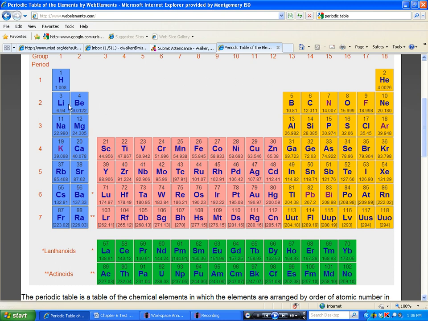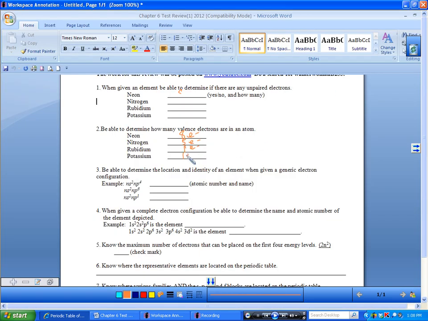The reason it has 3 is there's 2 from the S's and 1 from the P, so that's 3. 4 here, 2 of them are S's, 2 of them are P. 5 here, 2 of them are S's, 3 of them are P. 6 here, 2 of them are S's, 4 of them are P. 7 here, 2 of them are S's, 5 of them are P's. 8 here, 2 of them are S's, 6 of them are P's. So there's 1 valence electron for potassium.